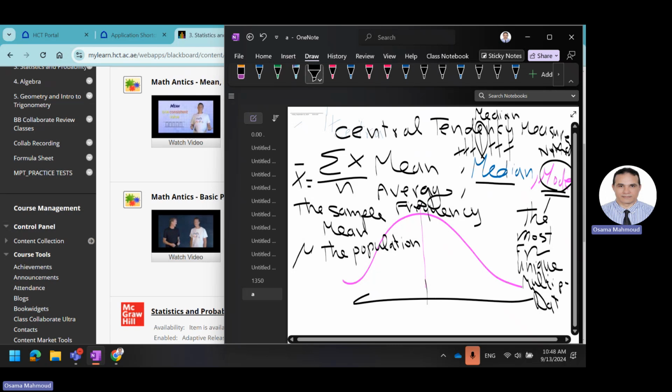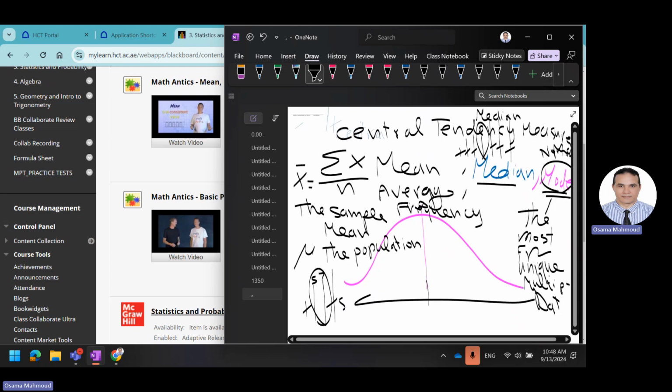If you order them like this, and they are even numbers, so you have two in the middle. None of them is the median, but if this is 5 and this is 7, you add 5 plus 7 and divide by 2, and this will be the median, right? So if you have an even number of data, the median will be the average of the middle 2.